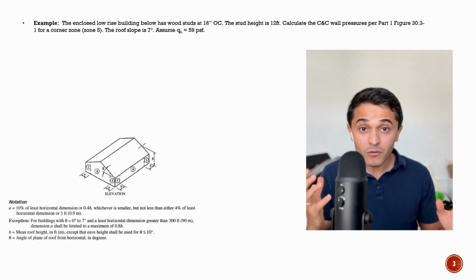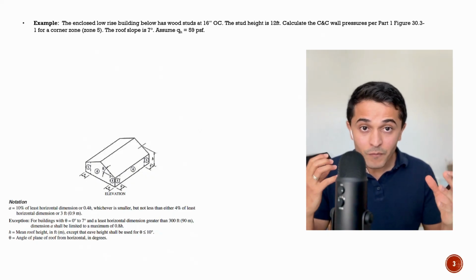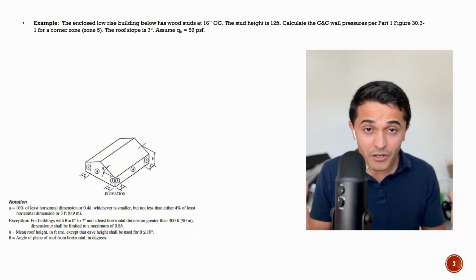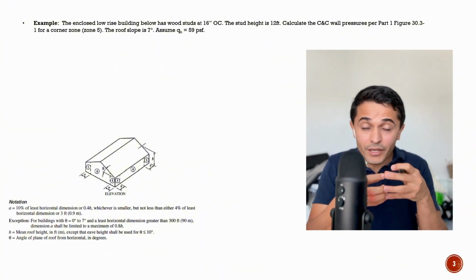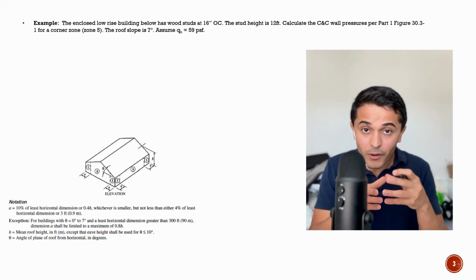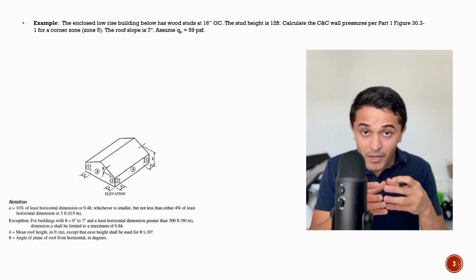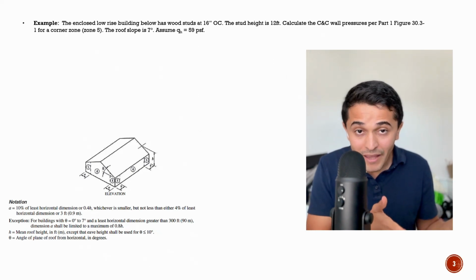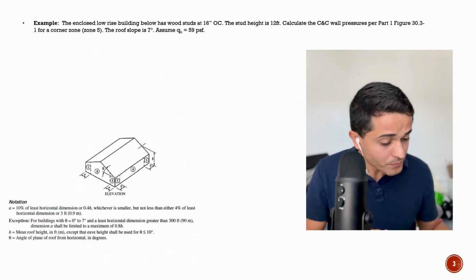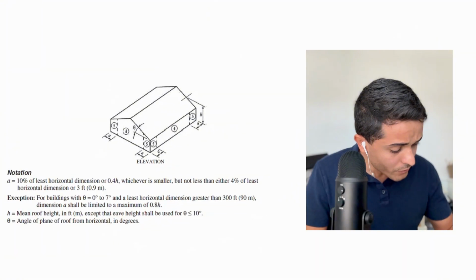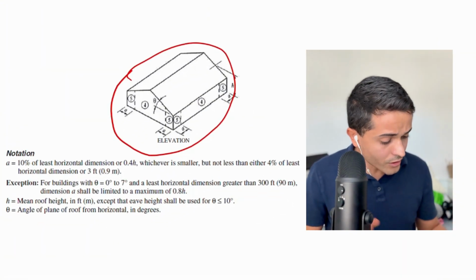So now that we learned the main reason why effective wind area is different than tributary area, and why the smaller the effective wind area, the higher the probability that you're going to have a hotspot in that area or in that member, therefore the higher the pressures, let's see how this pans out in an actual example. So we have an enclosed low-rise building here below. That is this image here.